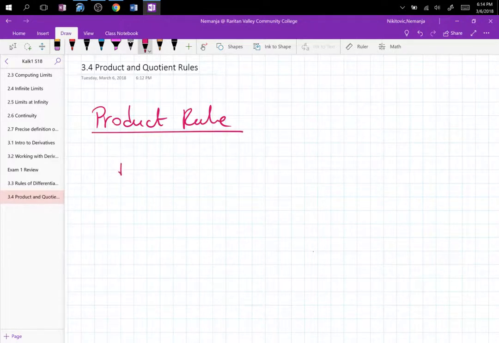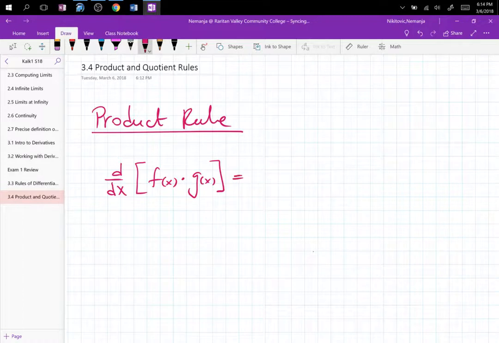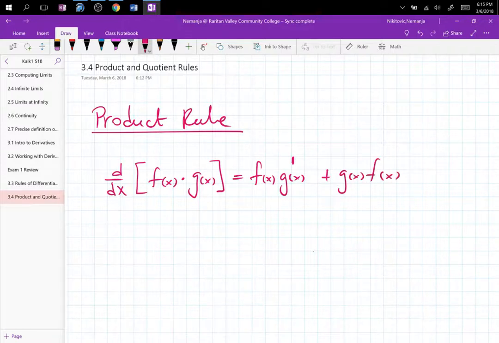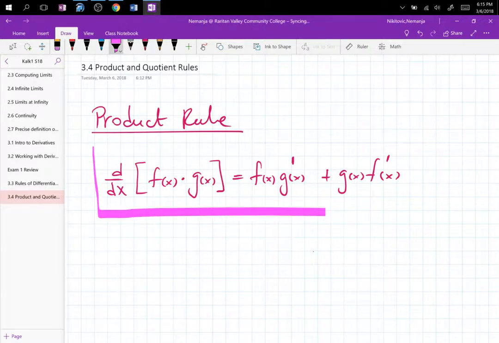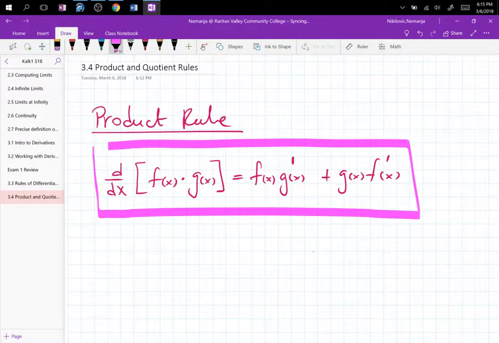So let's write the product rule. Product rule says the derivative of f of x times g of x is equal to f of x times g of x prime plus g of x times f of x prime. And that is the product rule. That's it.